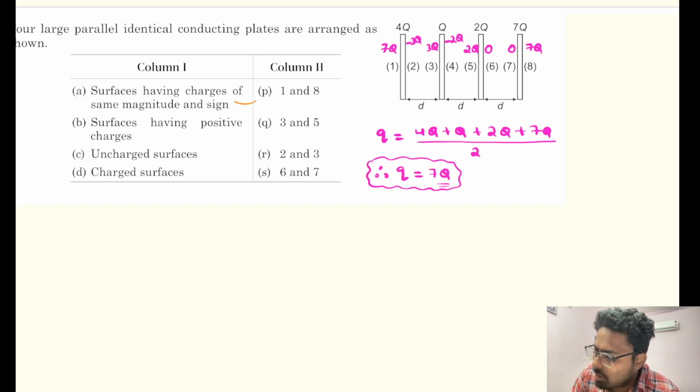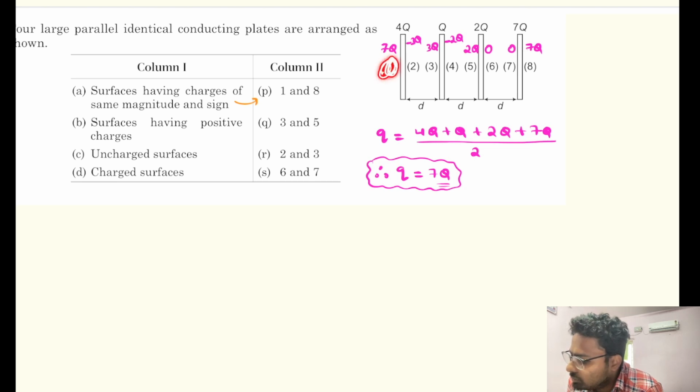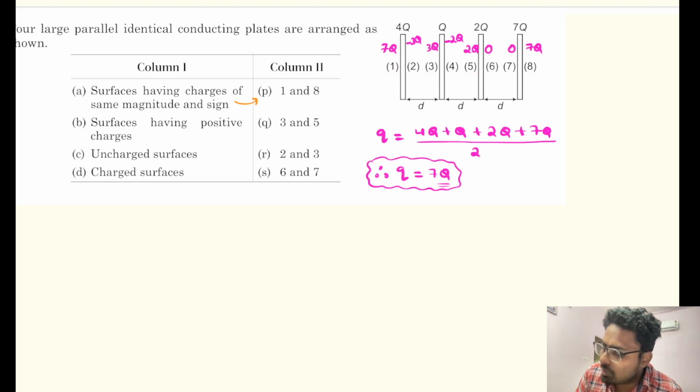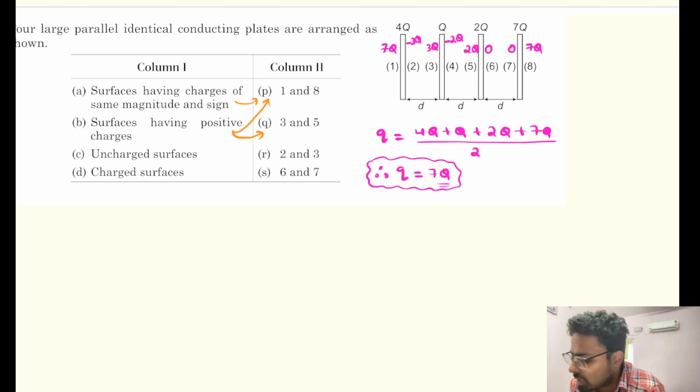And the second question they're asking is surfaces having positive charges. Which surfaces are having positive charges? 1, 3, 5, 8. So for this one, you can tell 1 and 8, and 3 and 5 are the surfaces having positive charge.